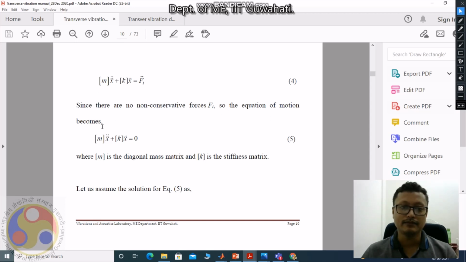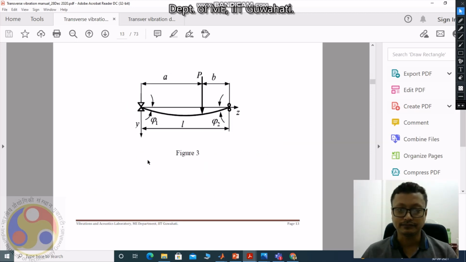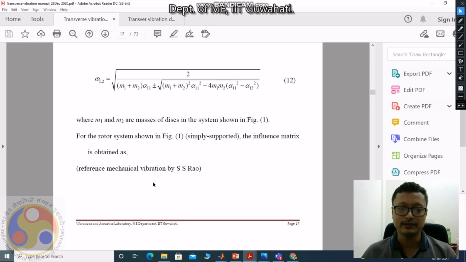The equation of motion becomes this. In this case no non-conservative force acts, so F i is equal to 0, and the formula becomes like this, where M is the diagonal mass matrix and K is the stiffness matrix. So this is the formula. These are the theory things, you can read it. It is a total of 73 pages.